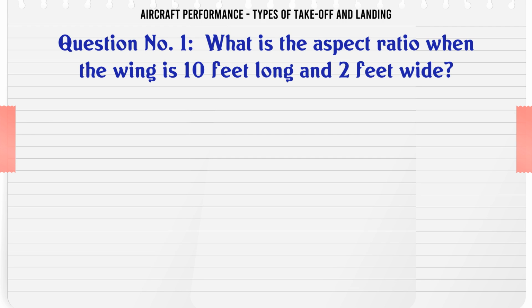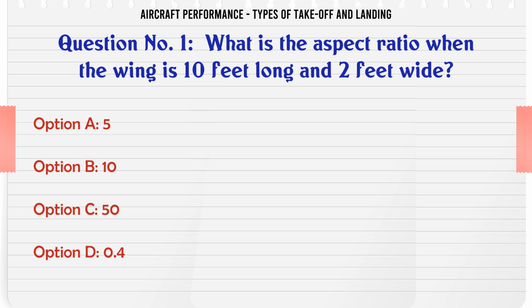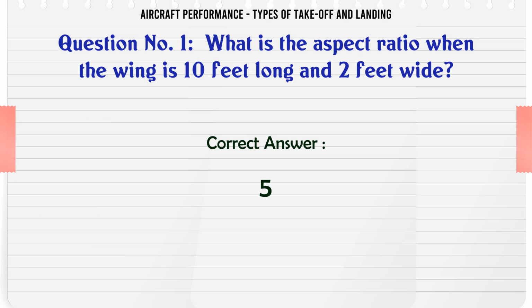What is the aspect ratio when the wing is 10 feet long and 2 feet wide? A: 5. B: 10. C: 50. D: 0.4. The correct answer is 5.